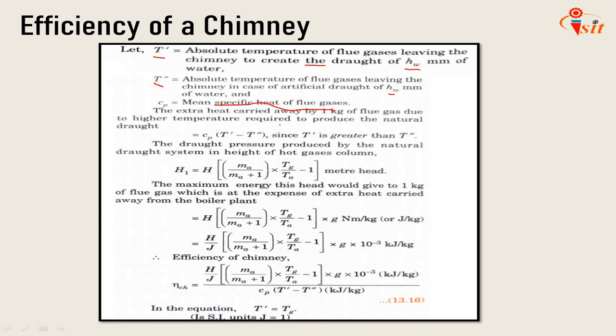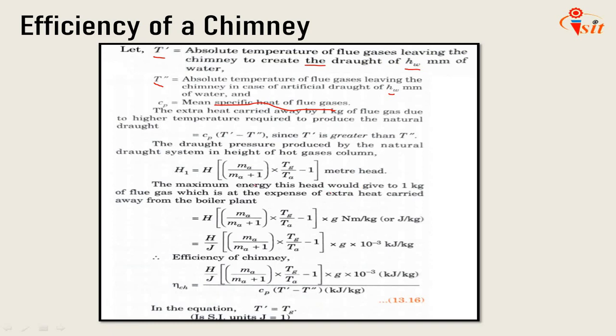Now the extra heat carried away by 1 kg of flue gas due to the higher temperature required to produce the natural draught is Cp into (T dash minus T double dash). Of course T dash will always be greater than T double dash, because the natural draught temperature will always be greater than the artificial draught. So the draught pressure produced by natural draught, which we have calculated already, is H1 equal to H times Ma upon Ma plus 1 times (Tg upon Ta minus 1), in meters.